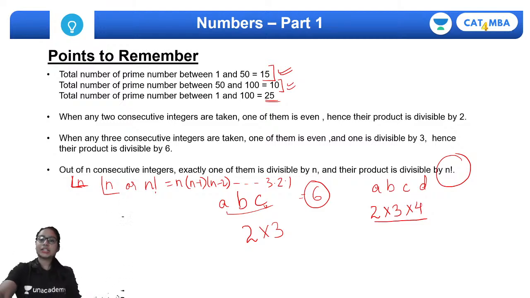The next class of number theory will be tomorrow at 11 a.m. Please do attend that class so that you can get more knowledge about number theory and solve the questions properly. In this lecture we have discussed the classification of numbers, the definition of types of numbers, some important points related to numbers, and how to convert a recurring decimal into a fraction. We'll be discussing more questions and techniques on number theory in the next class. Thank you.